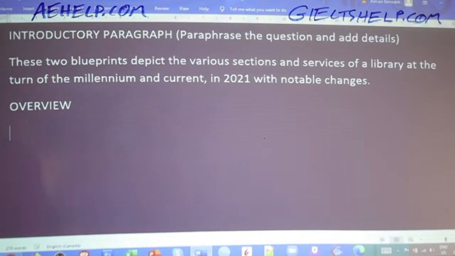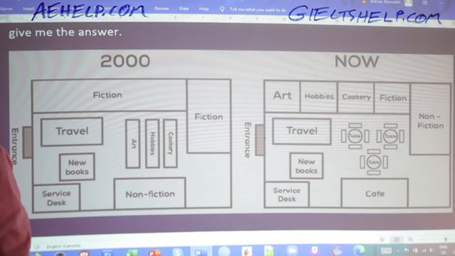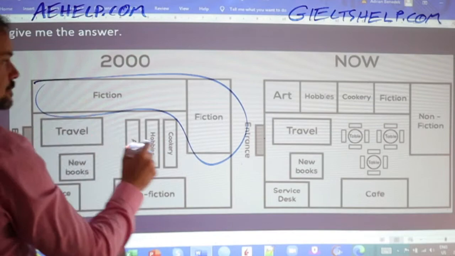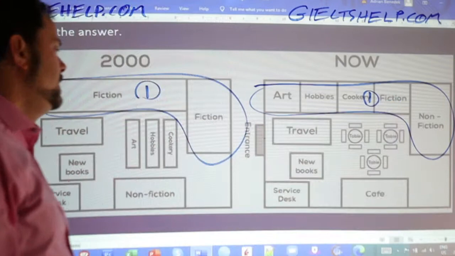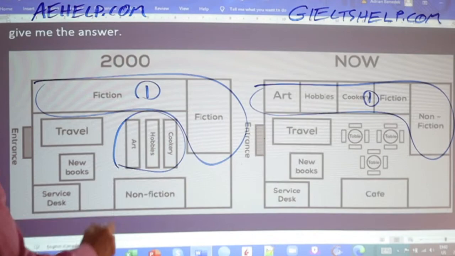So for the overview, we want to look at just the main features, what you can see by looking at the diagrams at first glance. So don't get really into the specifics yet, okay? And right away, we can see this big chunk here. So that would be my first notice. That's what I would recognize right away. And then I would recognize this here, and then this here as my number two.